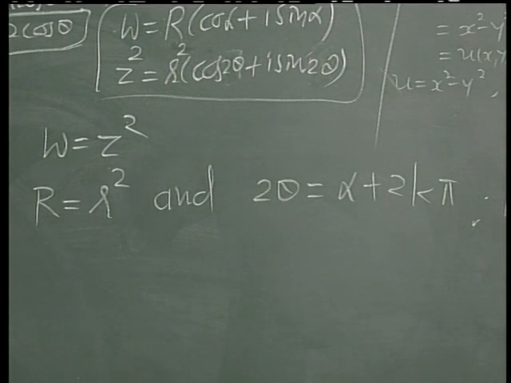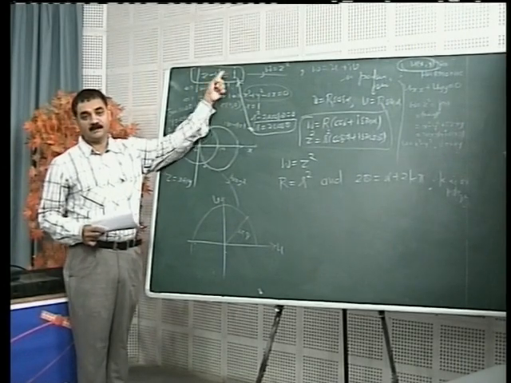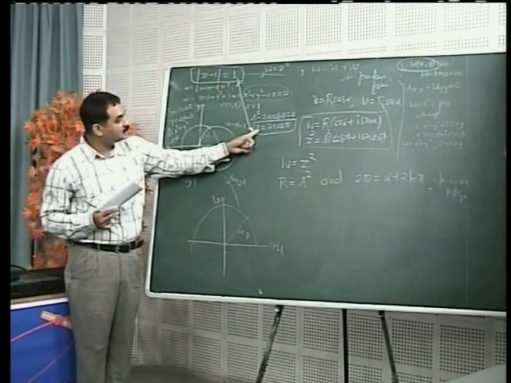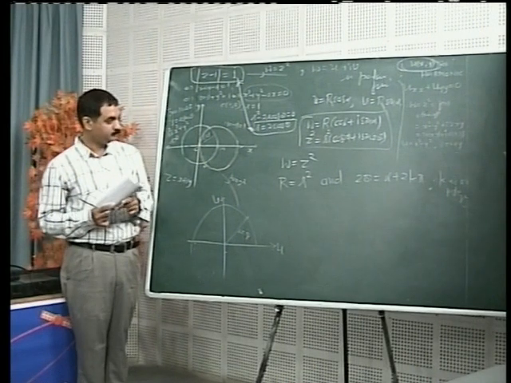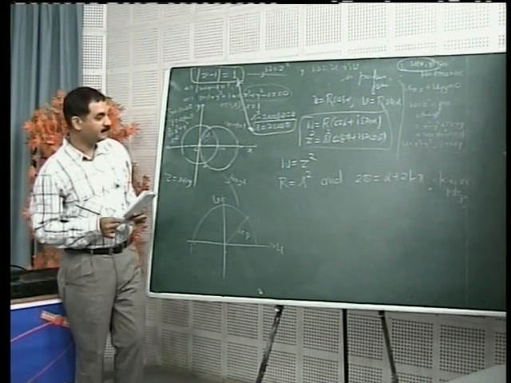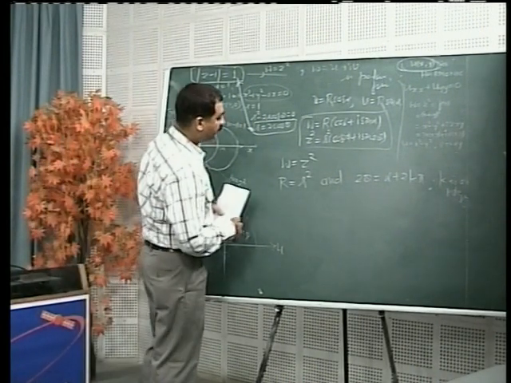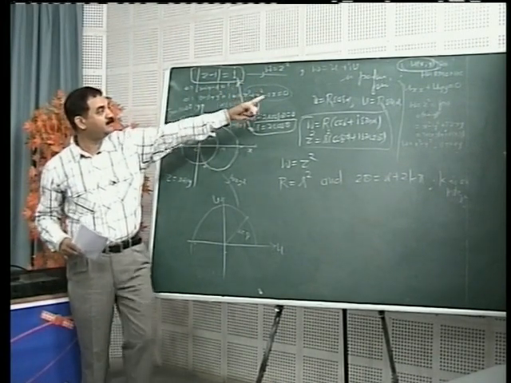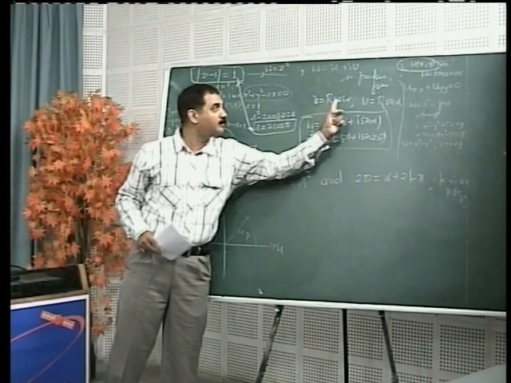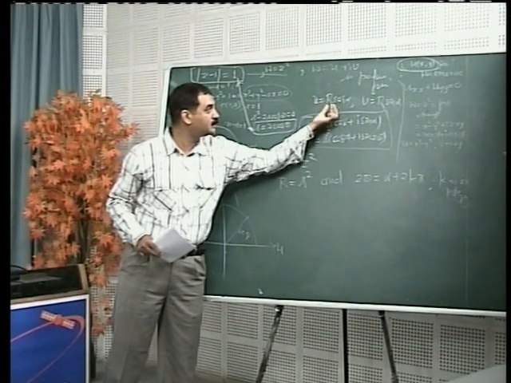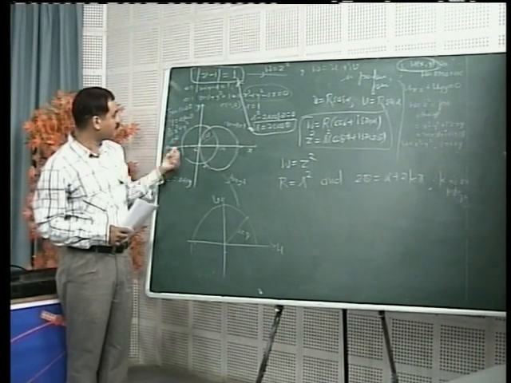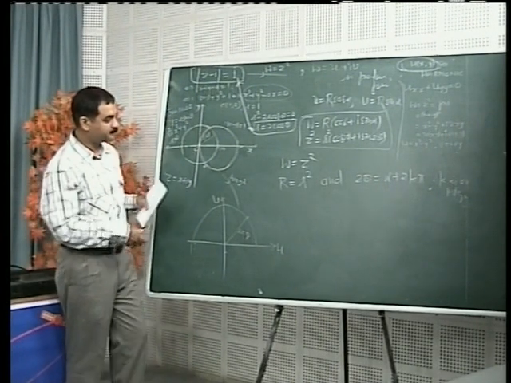Now, what is our aim? Our aim is to find the image of mod z minus 1 equal to 1. Mod z minus 1 equals 1 is the same as r equal to 2 cos theta. So we shall find the image of this. Our image will be in w equal to u plus iv, with polar coordinates capital R and alpha, whereas in z, small r and theta.